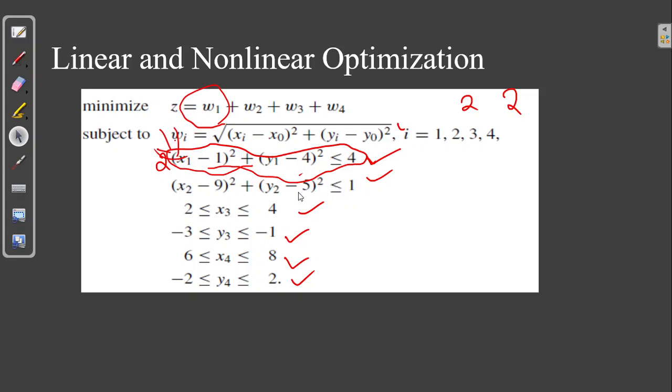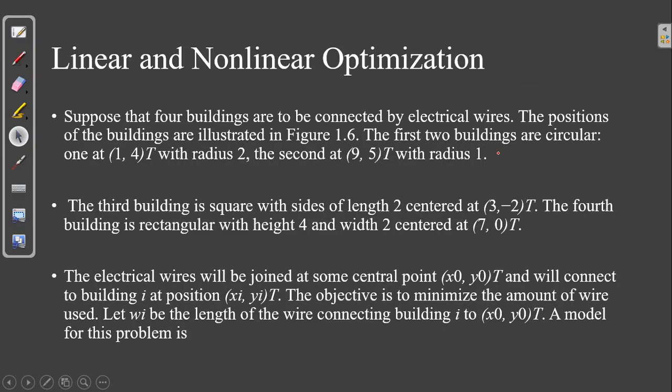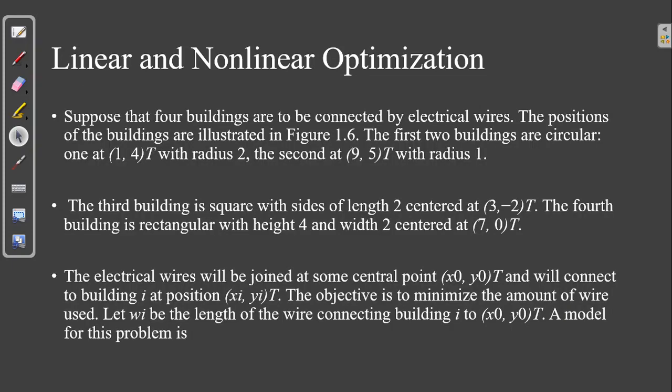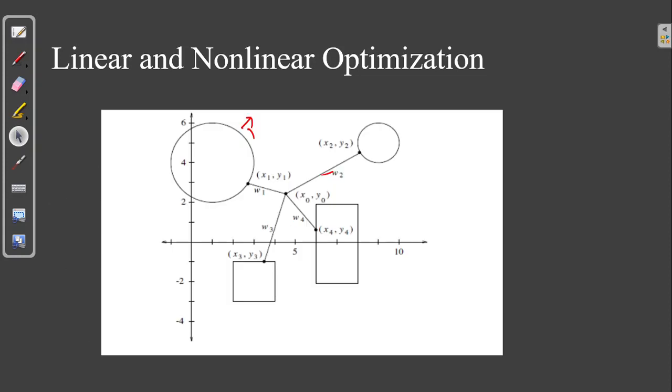Now similarly we have (x2 minus 9) whole square plus (y2 minus 5) whole square less than or equal to 1. That means the circle with center (9, 5), which is nothing but our second building. So that is our second constraint. And then we have 2 less than or equal to x3 less than or equal to 4, and x3 y3 and x4 y4, we also have those constraints.